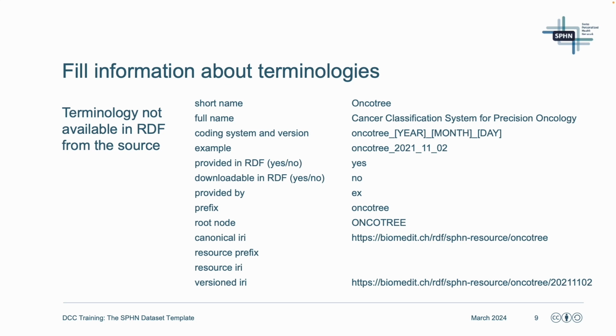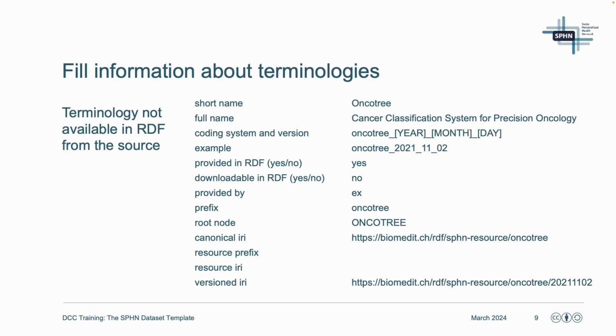The provided in RDF column should still say yes because you are building an RDF file for it and providing it for your schema. Downloadable in RDF is, however, most likely to be no, because first, the source providers are not providing the terminology in RDF, and second, you are most likely not going to host this terminology in RDF somewhere on the web and make it accessible because there might be some licensing or copyright issues to take into account.